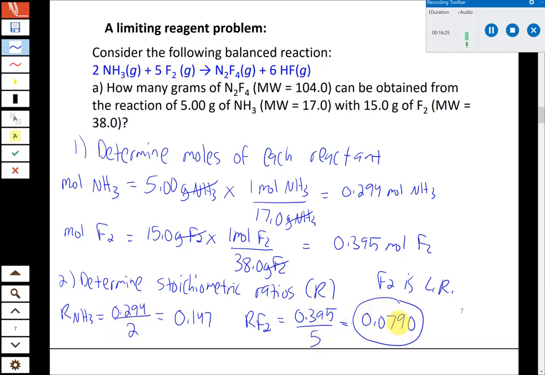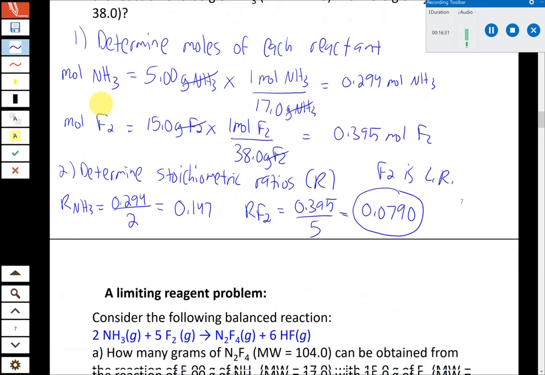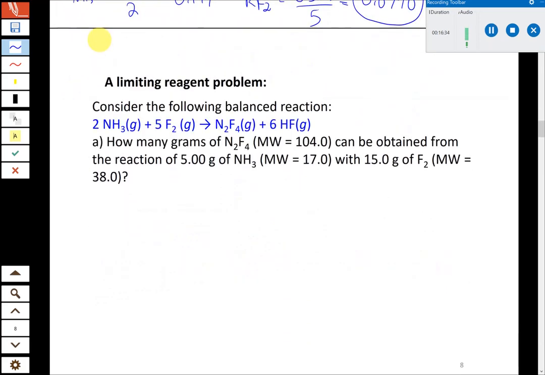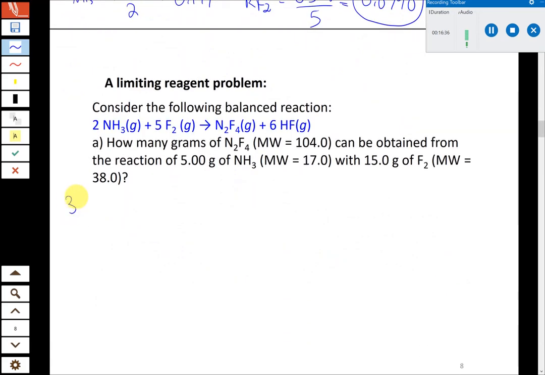That, in this case, is the only way that you're going to figure out what the limiting reactant is. So now that we know that F2 is the limiting reactant, we're going to do the calculations, and any calculation we want to do is going to start with F2 as our starting point. So we're going to do the calculation that we're asked to do, and we're going to start with the amount of F2 that we have.